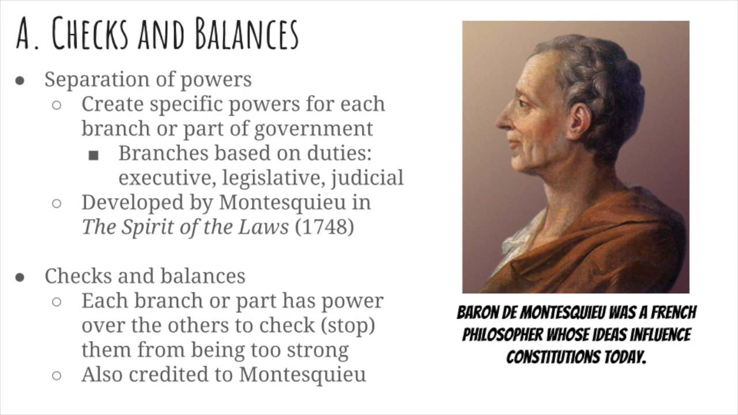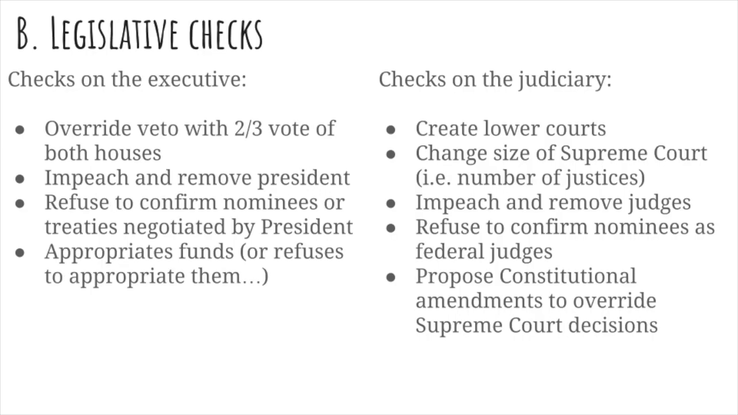Now, once you have separated out the different branches of government, then you give some powers to one branch over the other branches. Each branch or part has power over the others to check or stop them from becoming too strong. So the first thing you do is you separate the branches of government, and then you give each powers over the others. So on test day, you're going to have to explain the difference between separation of powers and checks and balances, and then you're going to have to explain certain checks that the legislative has over the executive and the judicial, and so on and so forth.